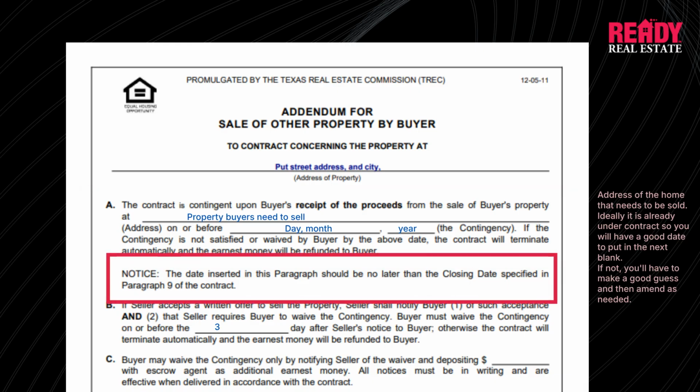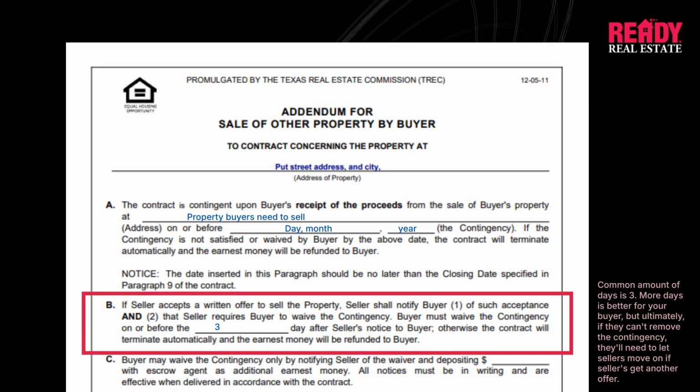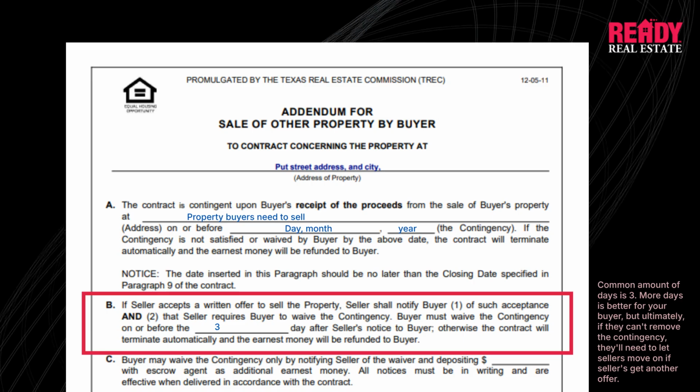Pay attention to the notice that follows. This date should be no later than the closing date specified in paragraph 9 of the 1-to-4 family contract for the new property. Paragraph B deals with what happens if the seller gets another offer.